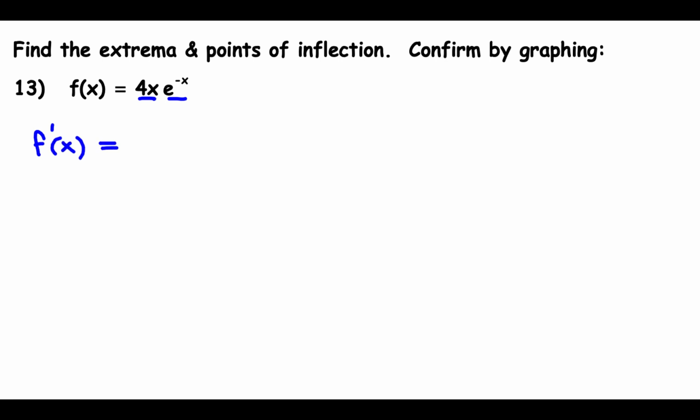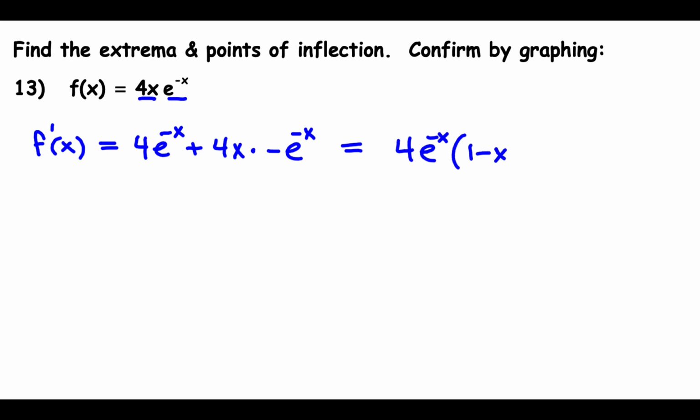u prime v will be 4 e to the negative x, plus u v prime, which will be negative e to the negative x off of a chain rule. And if we fix that up a little bit, we can factor out an e to the negative x. We can also factor out a 4. So let's take out a 4 e to the negative x, leaving us with 1 minus x.